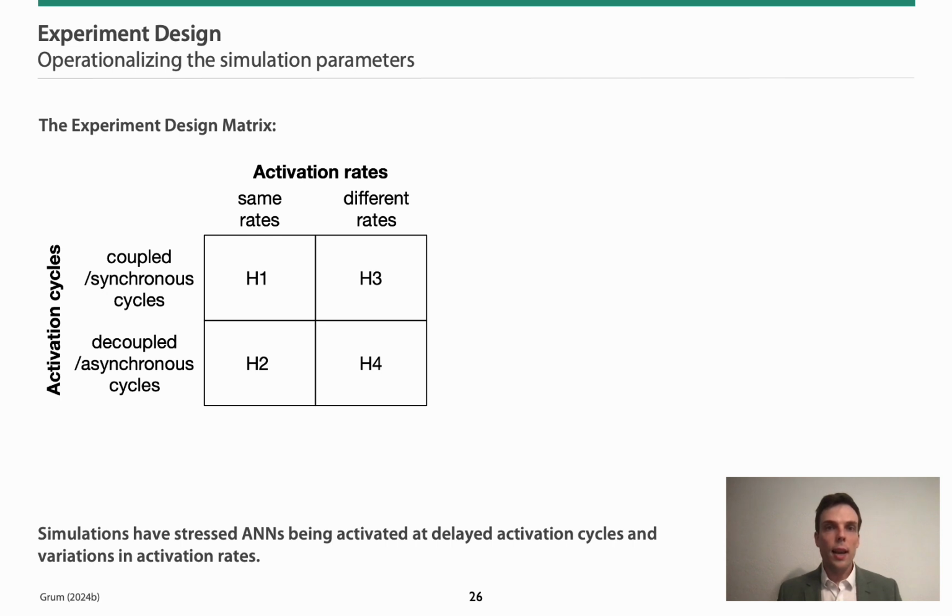Simulations have stressed ANNs being activated at delayed activation cycles and variations in activation rates. Focusing on the smallest set of variations, these variables have led to a 2x2 experiment design. For each of those experiment design matrix elements, a hypothesis has been derived. Hypothesis 1. The synchronization of activation cycles with the same activation rates of distributed production sites promotes the trouble-free operation of production chains.